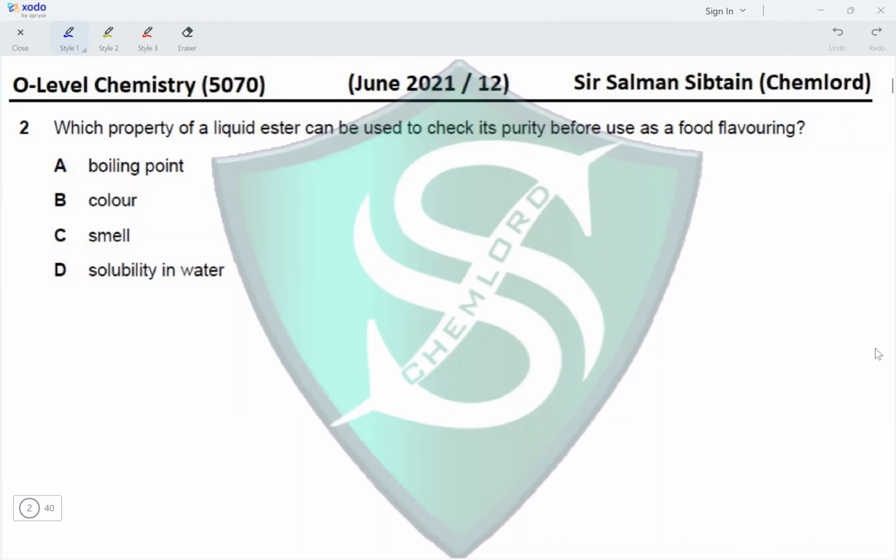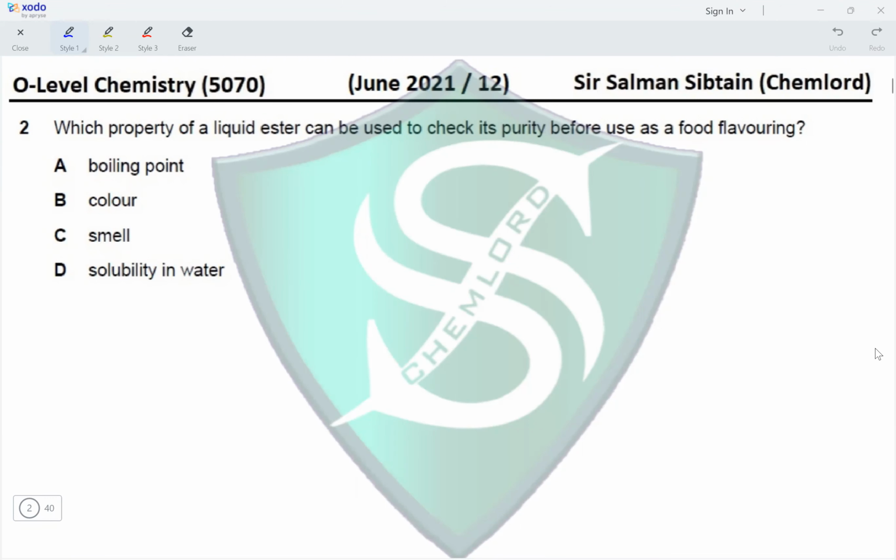Question 2. Which property of a liquid ester can be used to check its purity before use as a food flavoring? So, in order to check the purity of a compound, there are four options given here: the boiling point, the color, the smell, and the solubility in water. Out of these four, boiling point will be the correct answer because a pure liquid has a fixed boiling and melting point. If there is any impurities present, then the boiling and the melting point would vary.